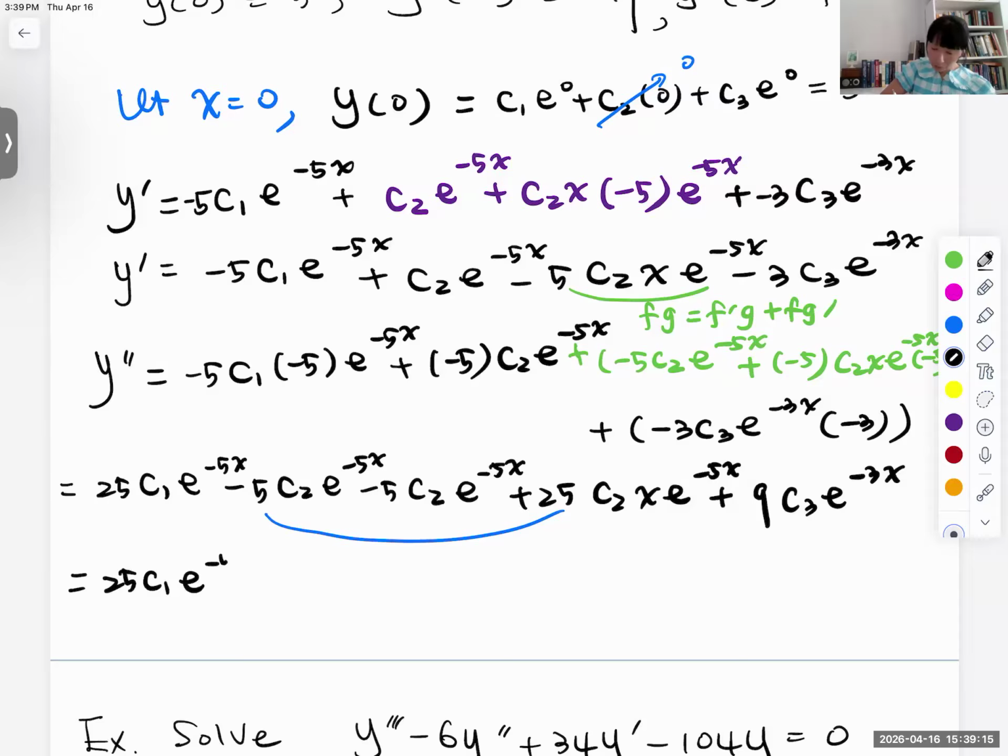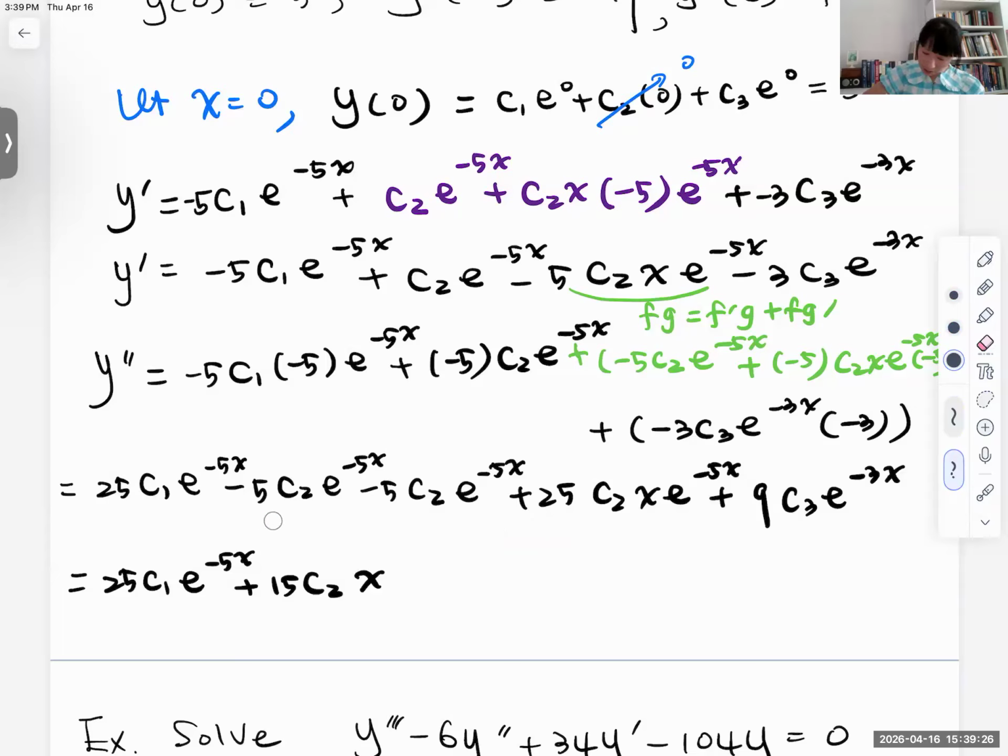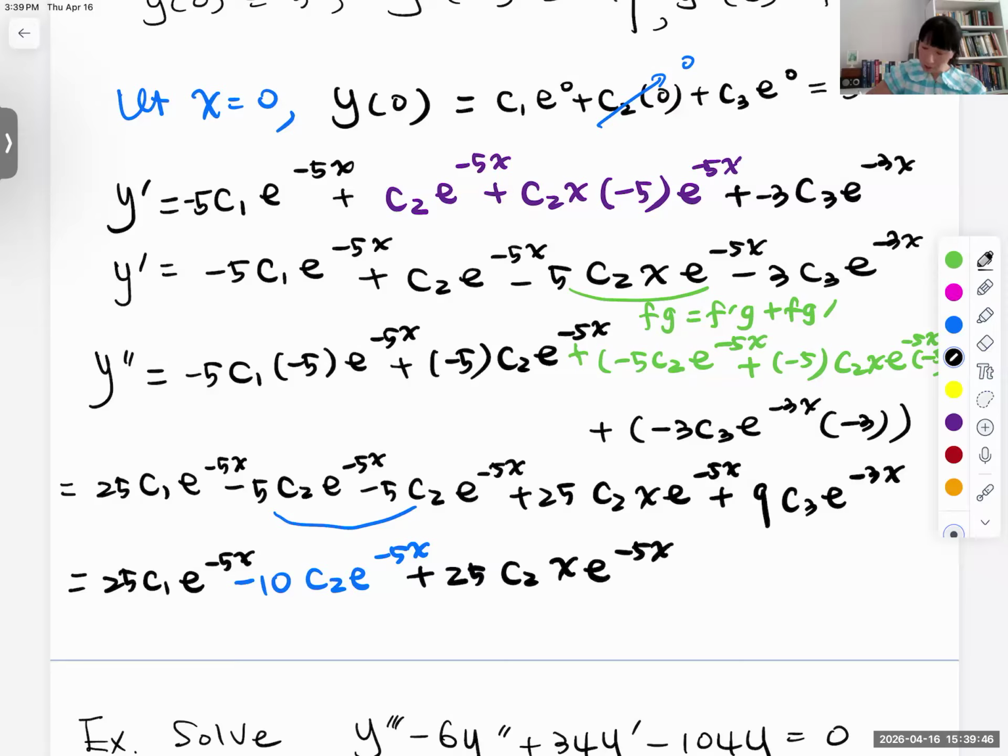25 c sub 1 e to the -5x plus 15 c sub 2x. No, it's not. Sorry about that. That's not a like term. Good. So only this one is a like term, right? Okay, so there will be -10 c sub 2 e to the -5x, yeah? And plus 25 c sub 2x e to the -5x plus 9 c sub 3 e to the -3x. Yeah. That's the y second prime.